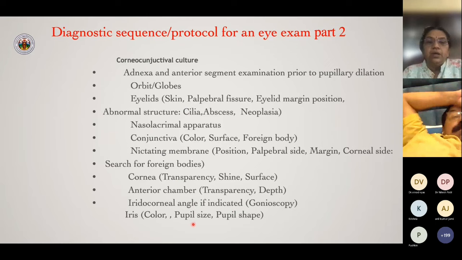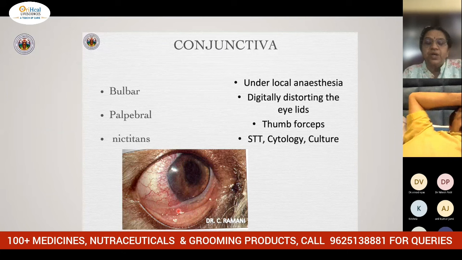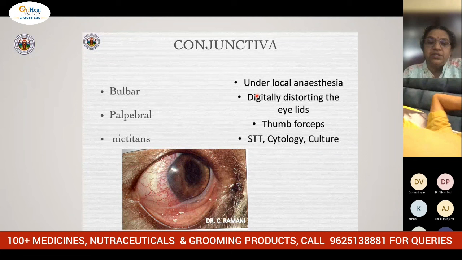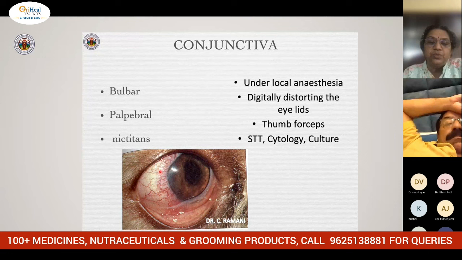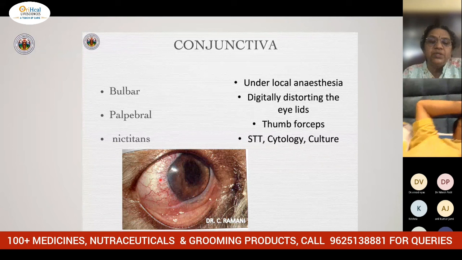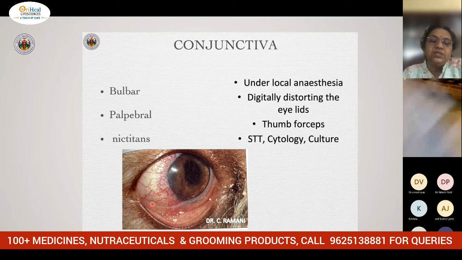So the conjunctiva, we have studied the three divisions of the conjunctiva, and how to examine it. Under local anesthesia, that is proparacaine, you can put some local anesthetic in the eye and try to distort the eye with the help of an instrument. If the vessels are also moving along with the conjunctiva, that means it is an inflammation of the conjunctiva. If the vessels are not moving, it is deeper, meaning it is on the sclera. Then STT, cytology and culture. All these diagnostic tests are important for the conjunctiva.